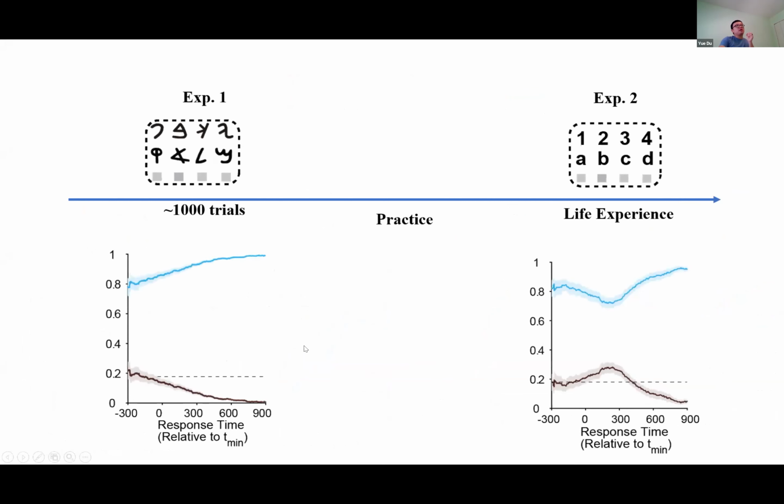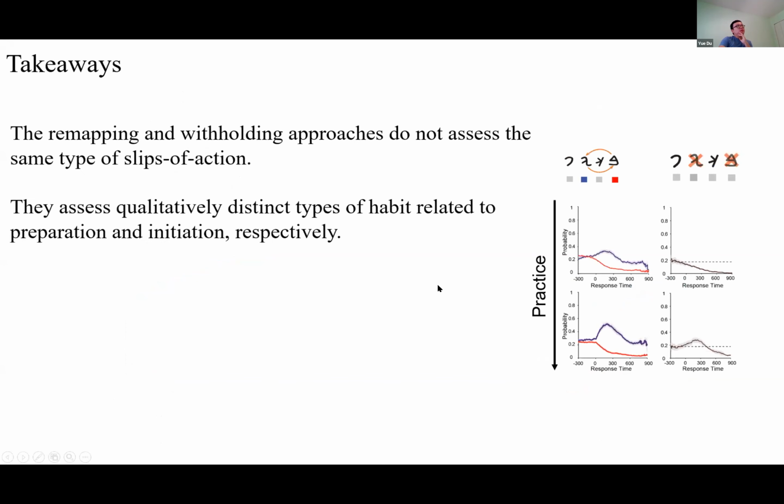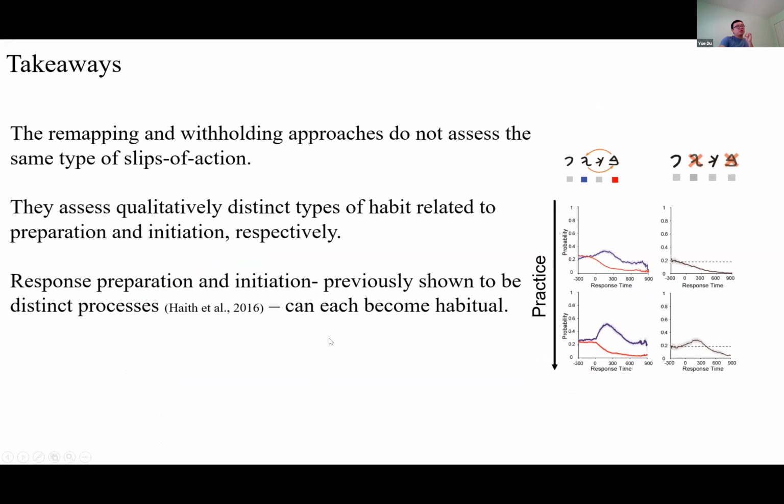So to summarize the results, we directly compare the two figures between these two experiments. We show that there's no habitual initiation to the arbitrary visual motor association, even after 1,000 trials of practice, but initiation indeed becomes habitual to the non-arbitrary visual motor association, which is supposed to be well learned in real life experience. So by these results, there are a few takeaways we want to give. We argue that the remapping and the withholding approaches do not assess the same type of slips of action. Instead, they measure qualitatively distinct types of habits, which are related to preparation and initiation. And these two independent components of action control, preparation and initiation, are found to be able to become habitual, but depending on different time scales of practice.